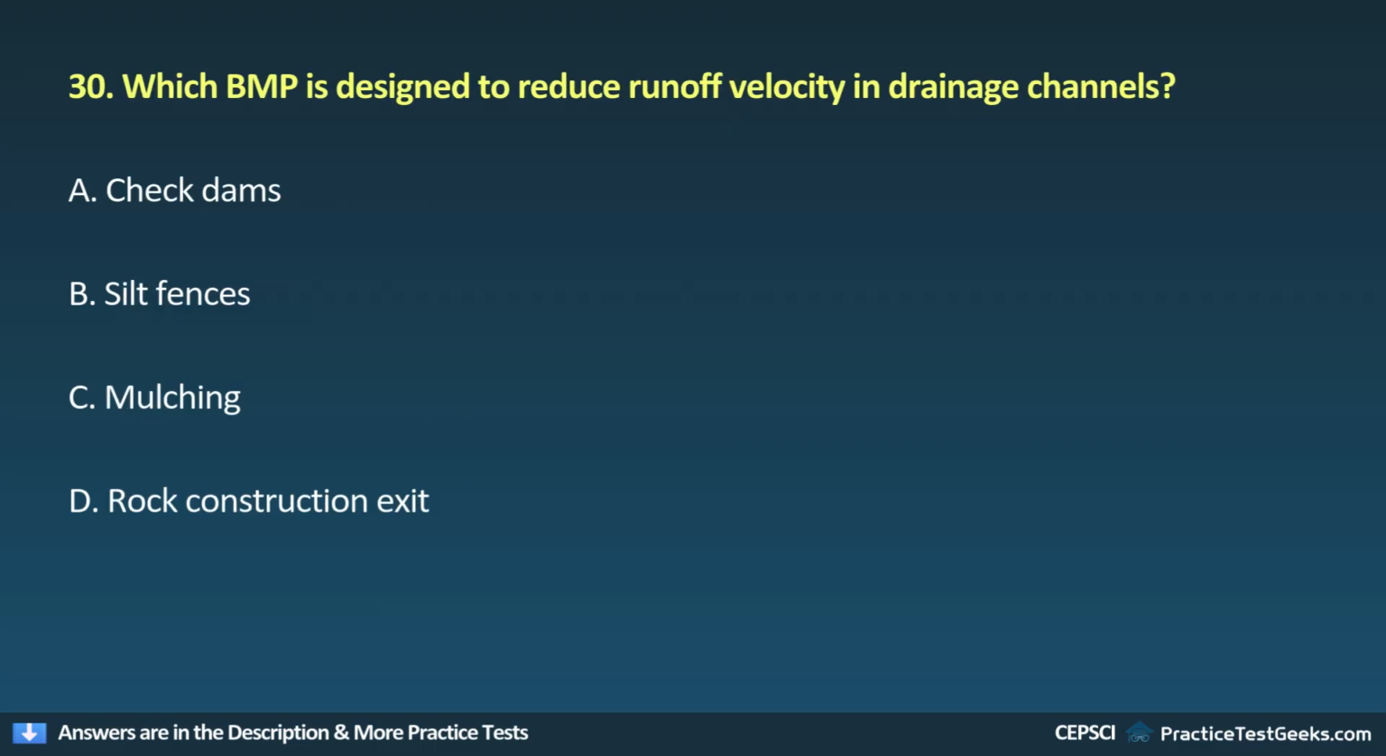30. Which BMP is designed to reduce runoff velocity in drainage channels? A. Check dams. B. Silt fences. C. Mulching. D. Rock construction exit.